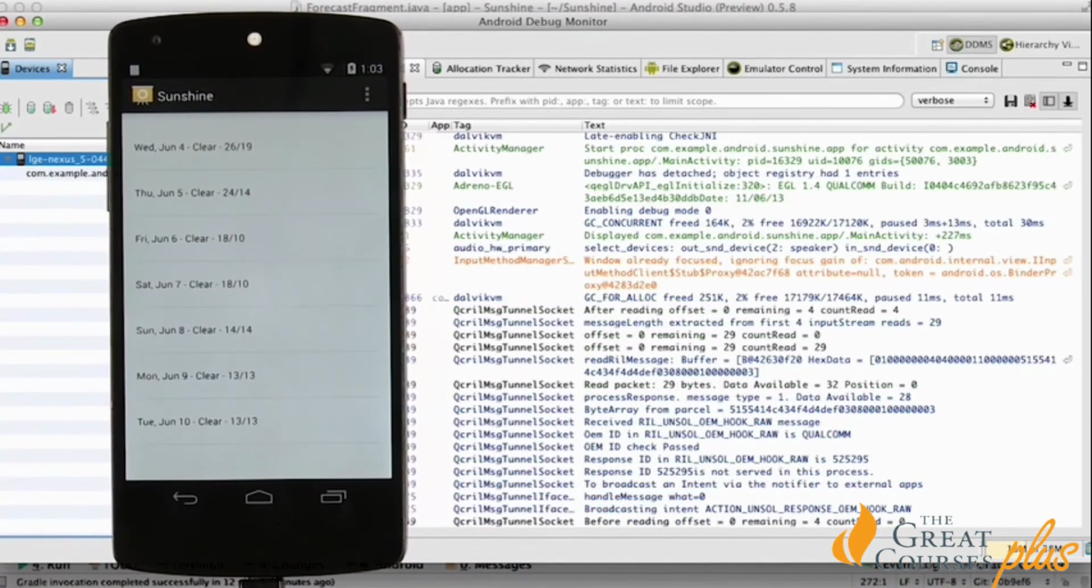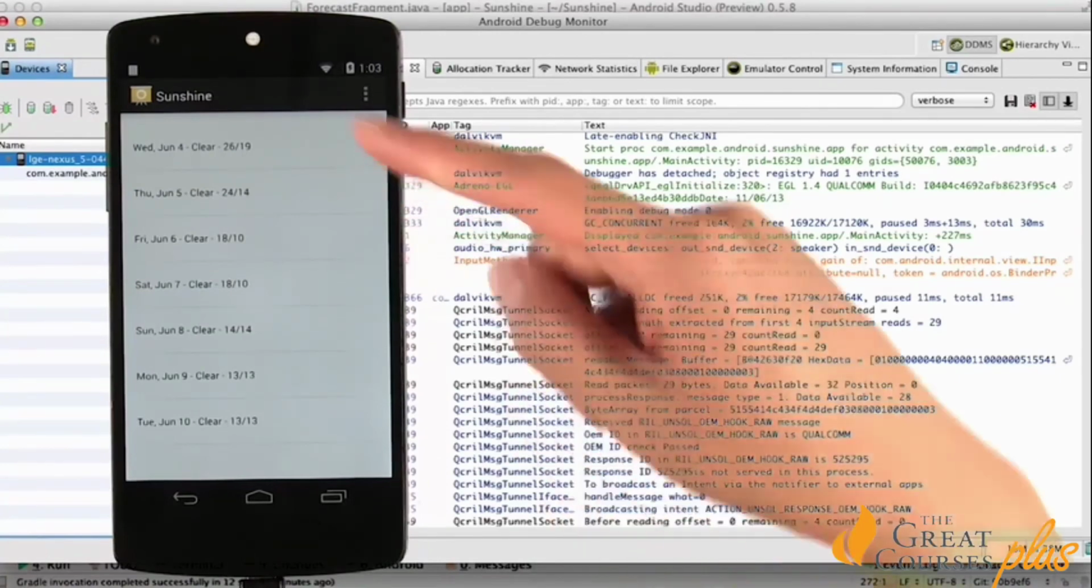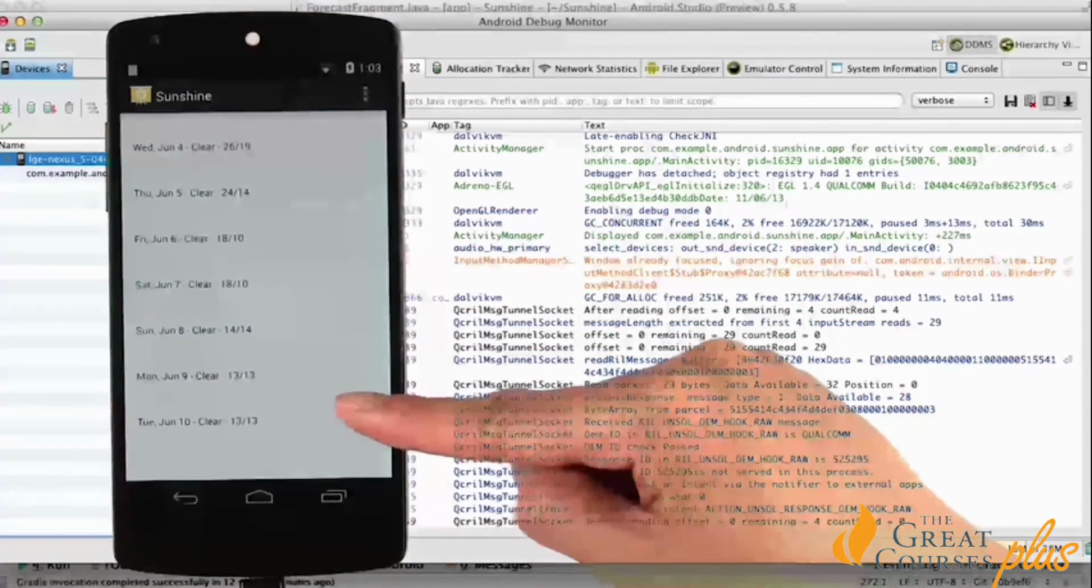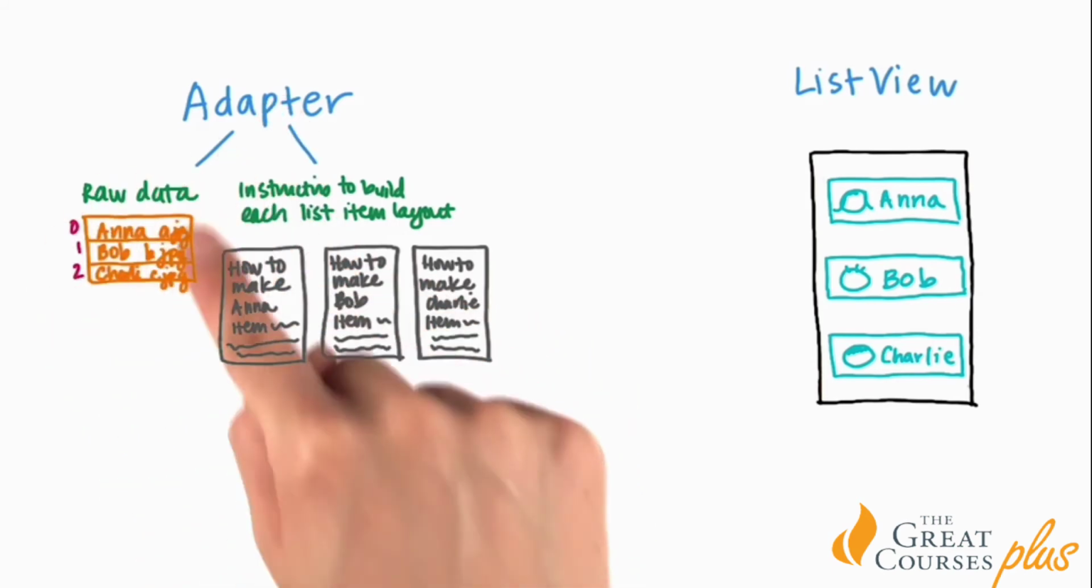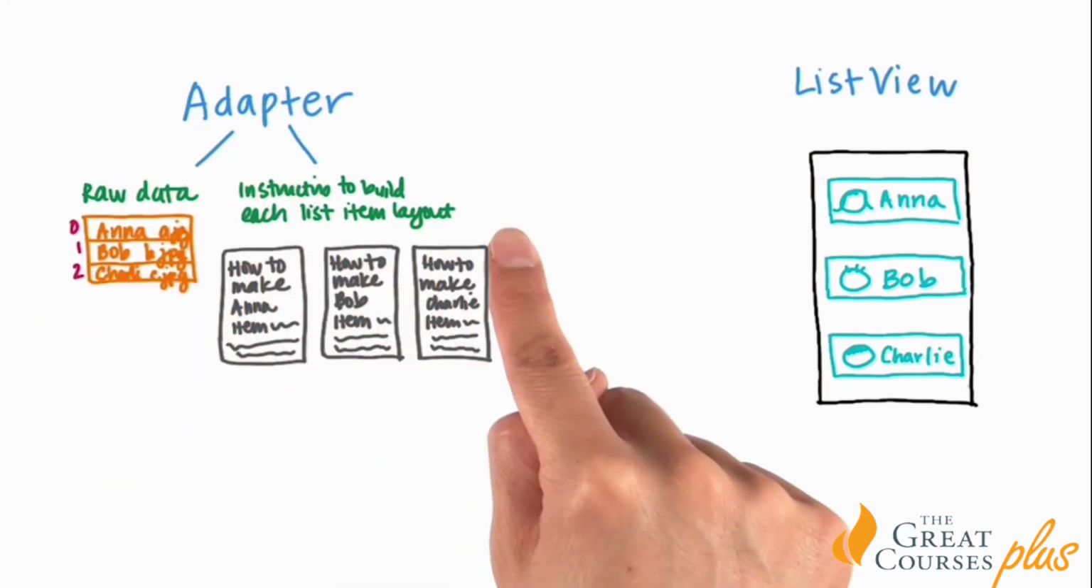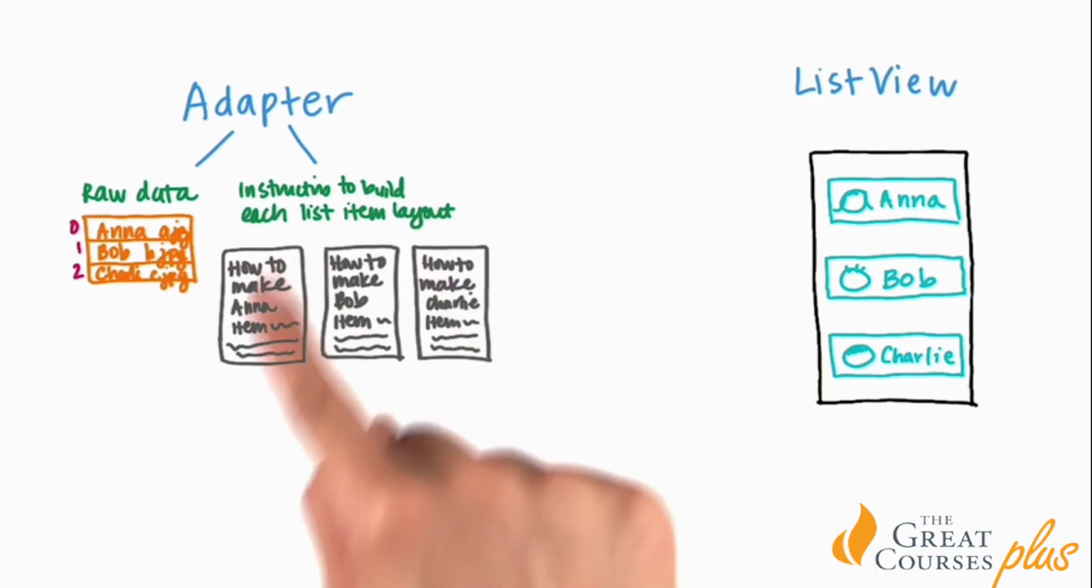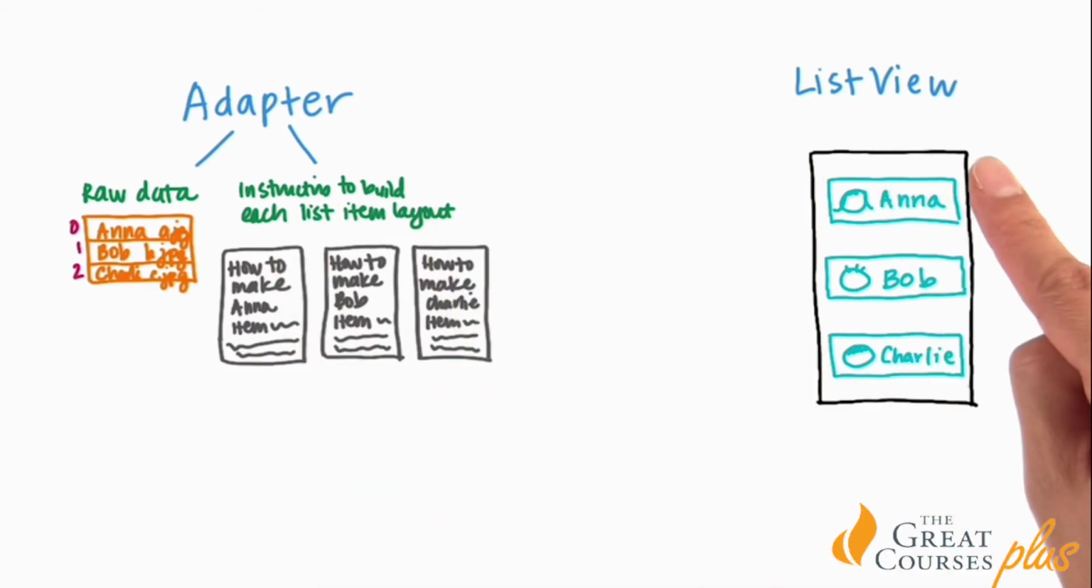Even though we hit refresh, we don't have any verbose logging statements being printed out here. We don't need them anymore because we have a way to check that our code is correct by looking at the UI now. Do you remember this diagram from lesson 1? The adapter has a reference to the raw data, and it has instructions on how to build each list item layout. These layouts eventually make it into the list view here.